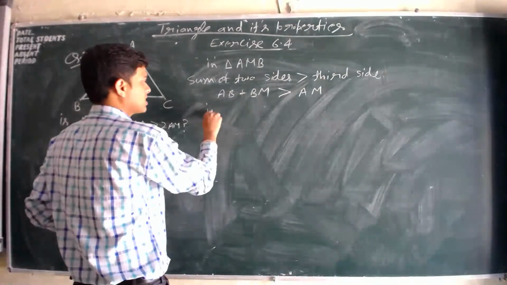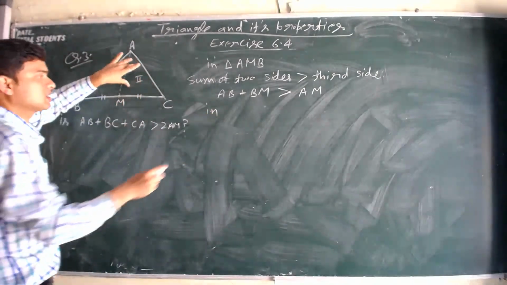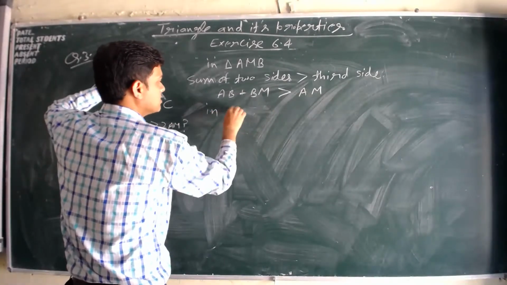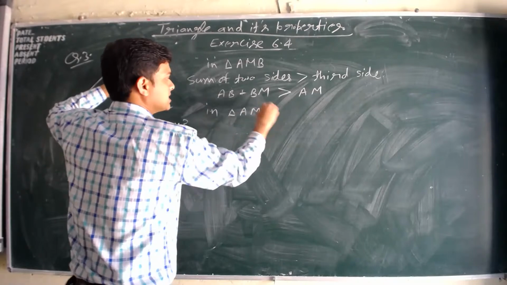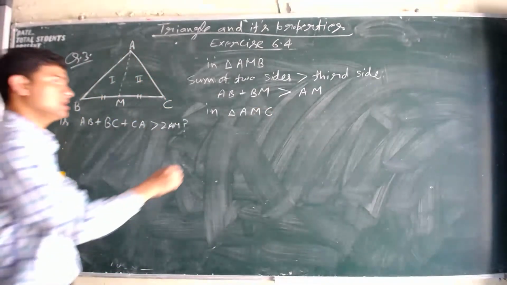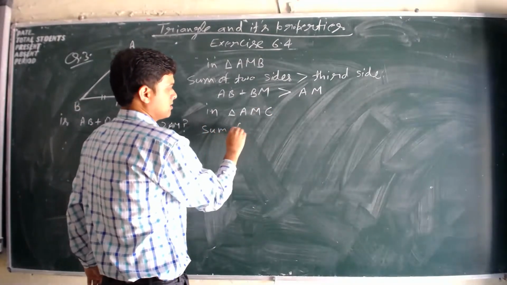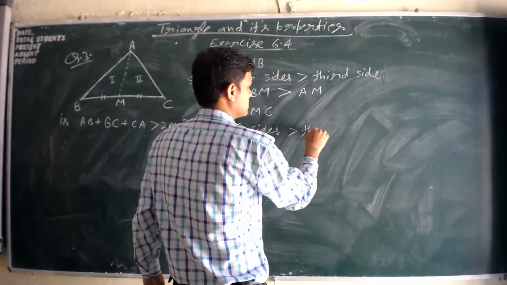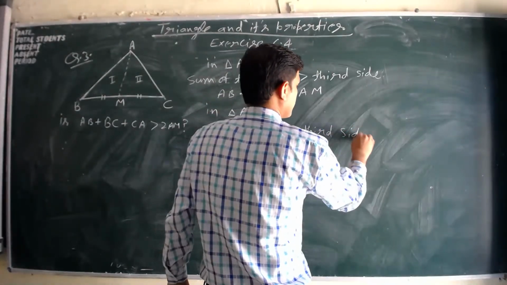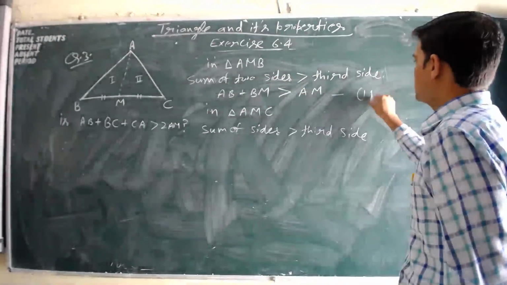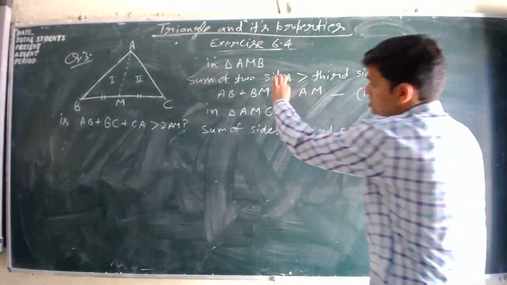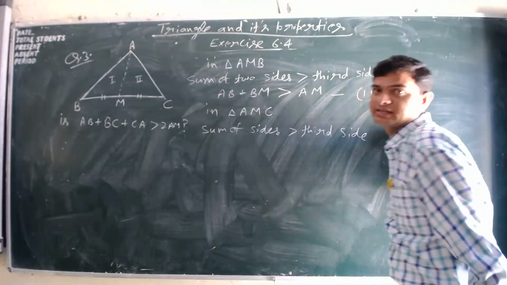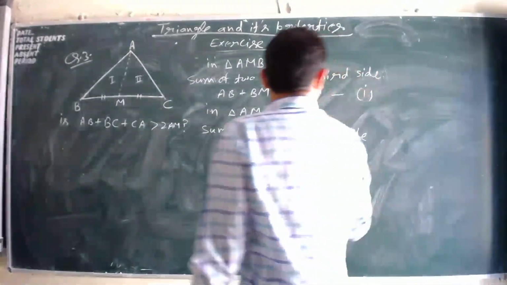नेक्स्ट वन, सेम यही इस ट्रायंगल AMC में यूज करेंगे. In triangle AMC, clear? Sum of two sides is greater than third side. इसको इनइक्वालिटी 1 दे देते हैं. जिसमें इक्वल टू का साइन है वो इक्वेशन नहीं होगी, वो भी इनइक्वालिटी. ओके, इसको फर्स्ट दे दिया.